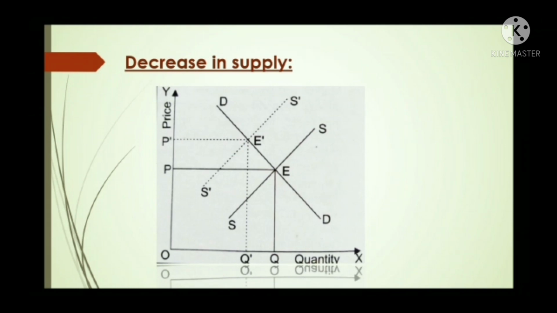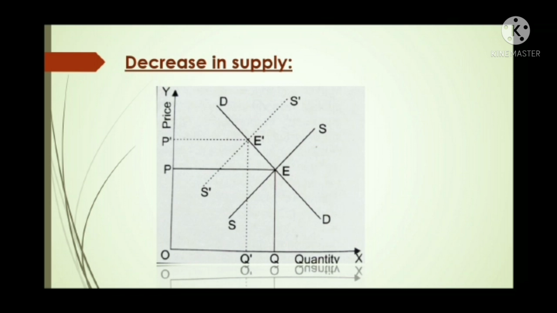Decrease in supply. Demand curve remaining the same, if there is a decrease in supply, the supply curve and equilibrium point will shift upward to the left. As a result of it, equilibrium price will increase and equilibrium quantity will decrease.